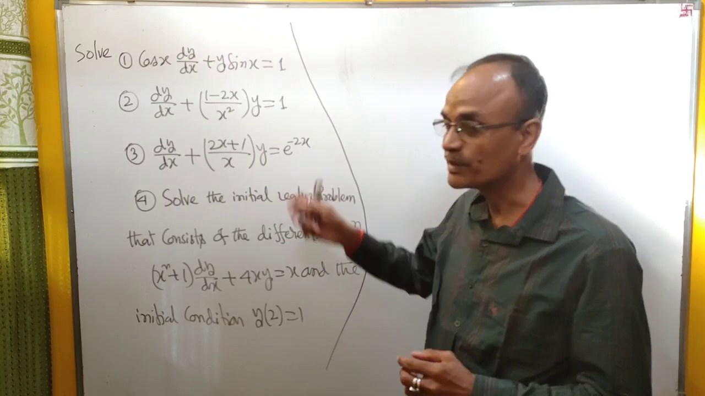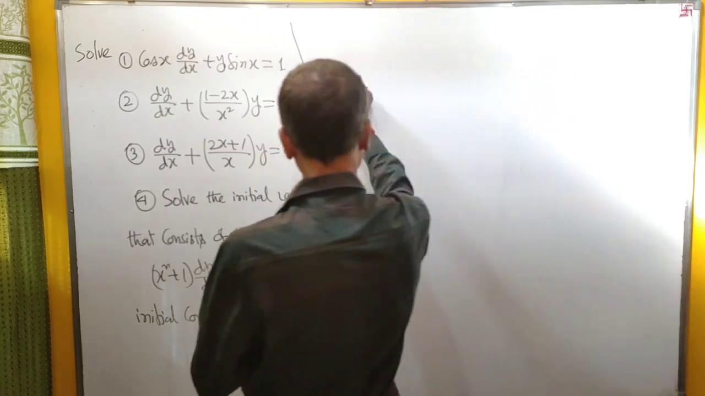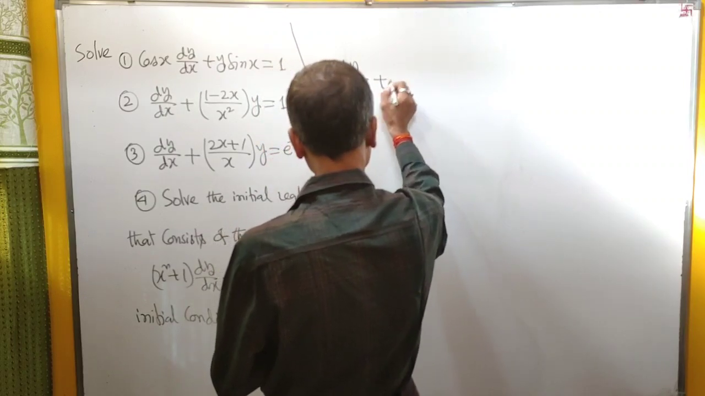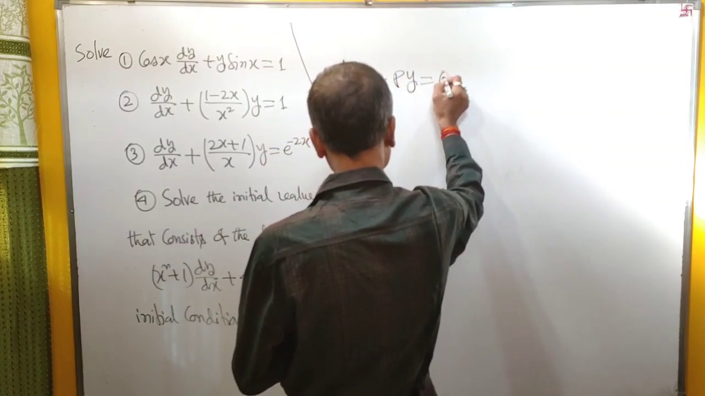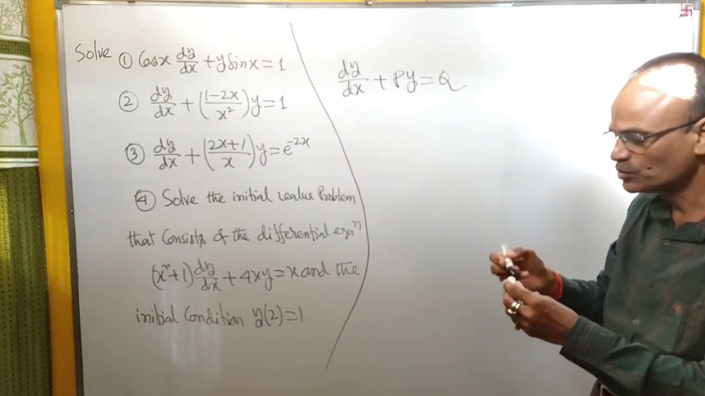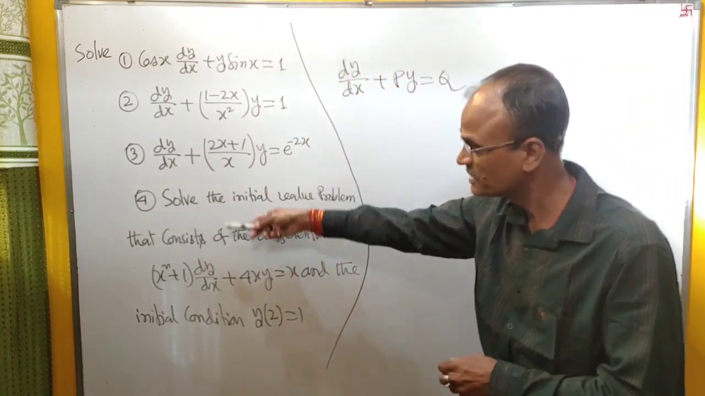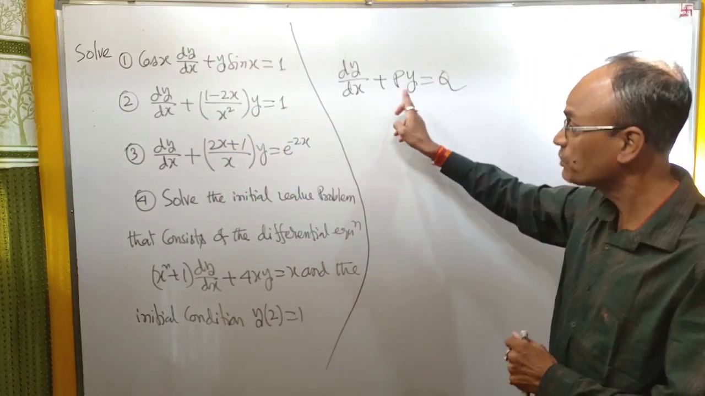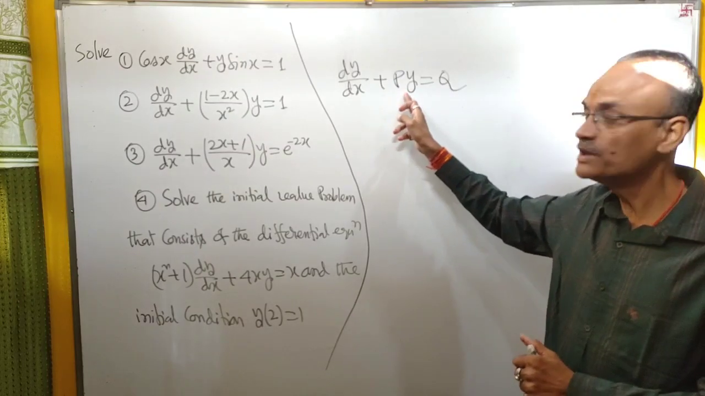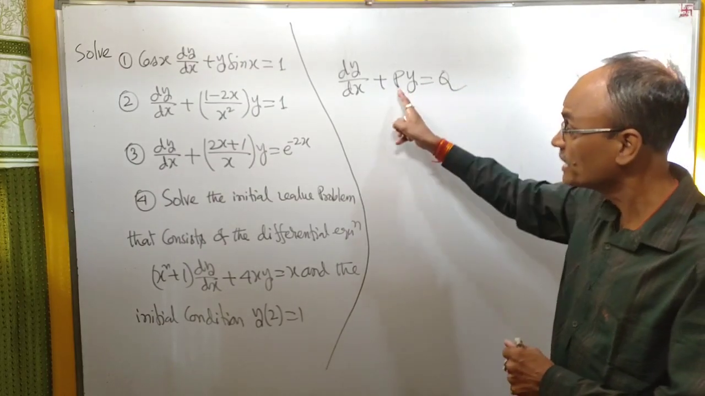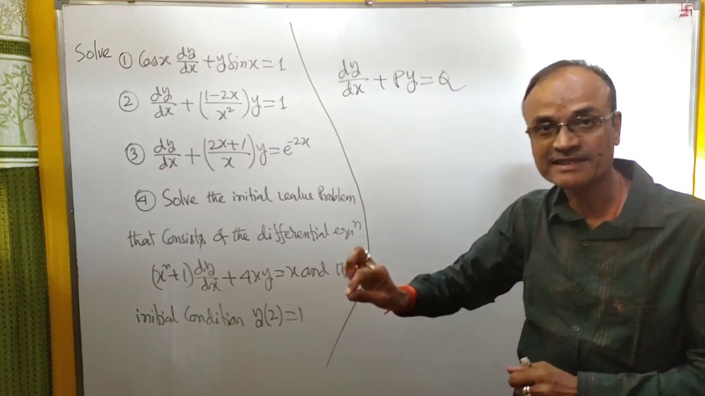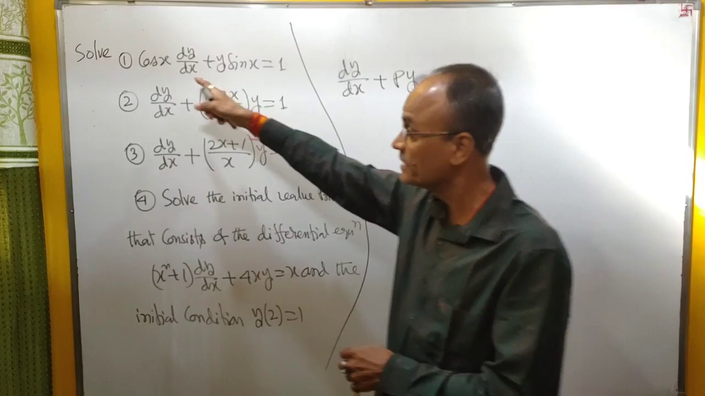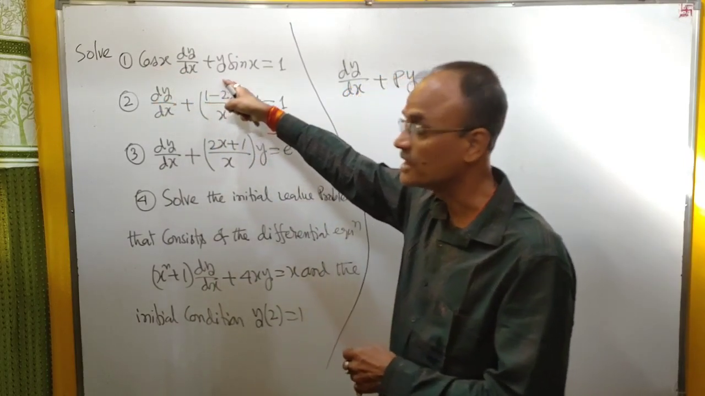Before going to solve these 4 problems, we should discuss linear differential equations. What is a linear differential equation? All these differential equations, 1, 2 and 3, are of the form dy by dx plus py equal to q, where p and q are functions of x or constant. Now you see the differential equation number 1.